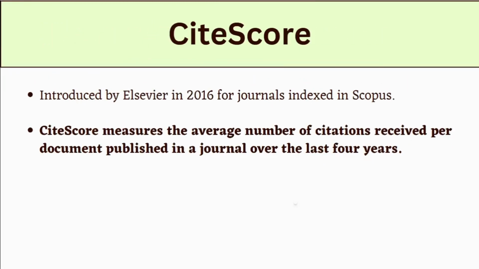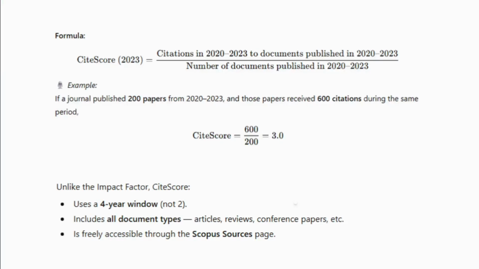Now let us move to CiteScore. CiteScore was introduced by Elsevier in 2016 for journals indexed in Scopus. It is similar to impact factor but with slightly different calculations. By definition, CiteScore measures the average number of citations received per document published in a journal over the last 4 years. So CiteScore is calculated for a 4-year window and impact factor for a 2-year window.